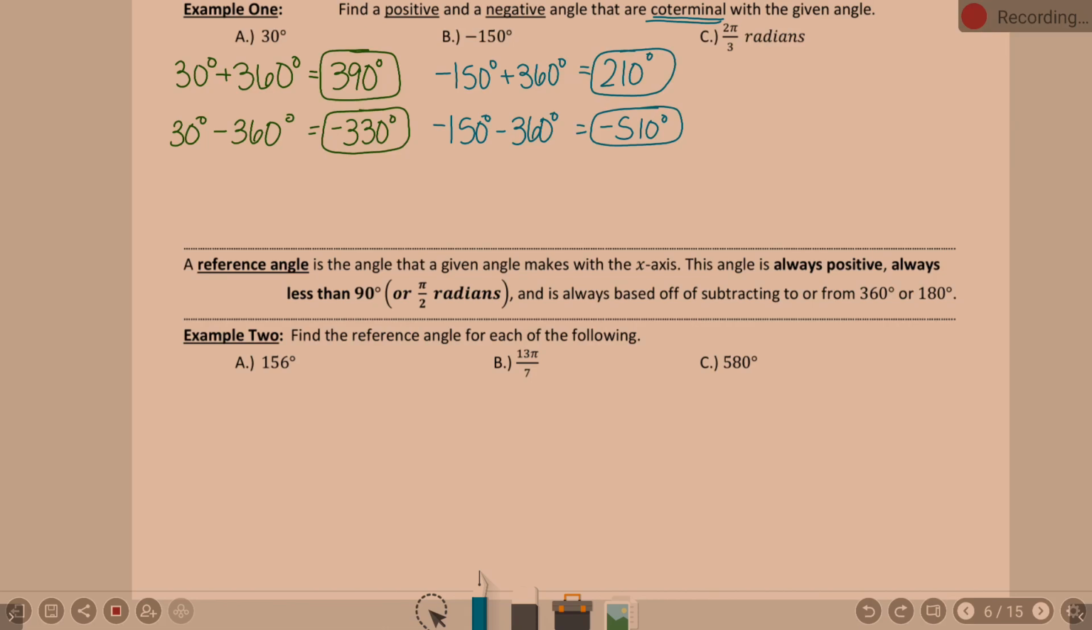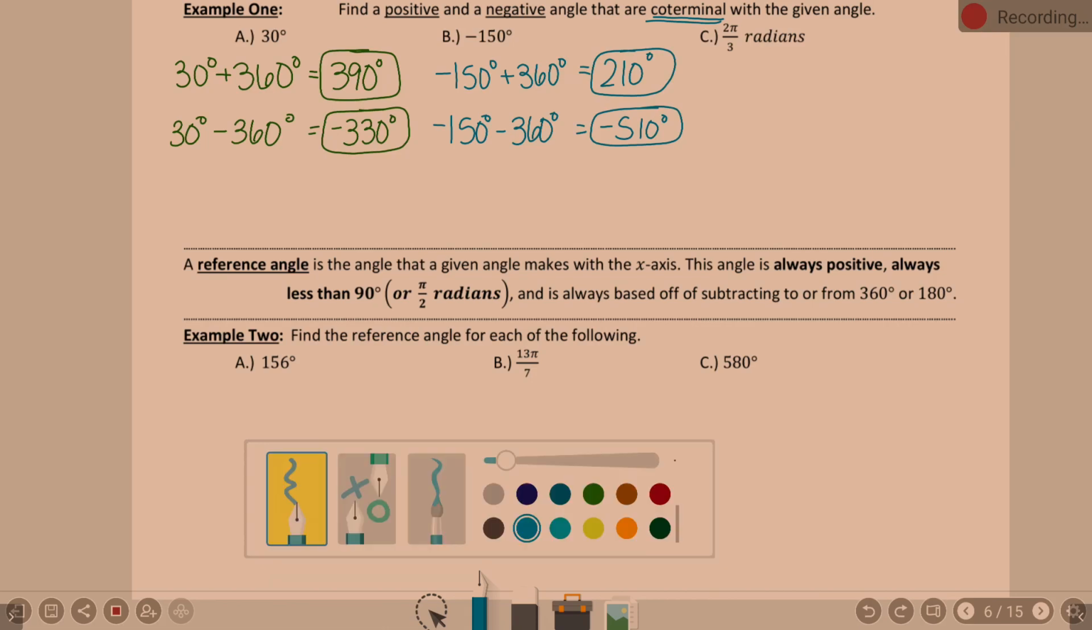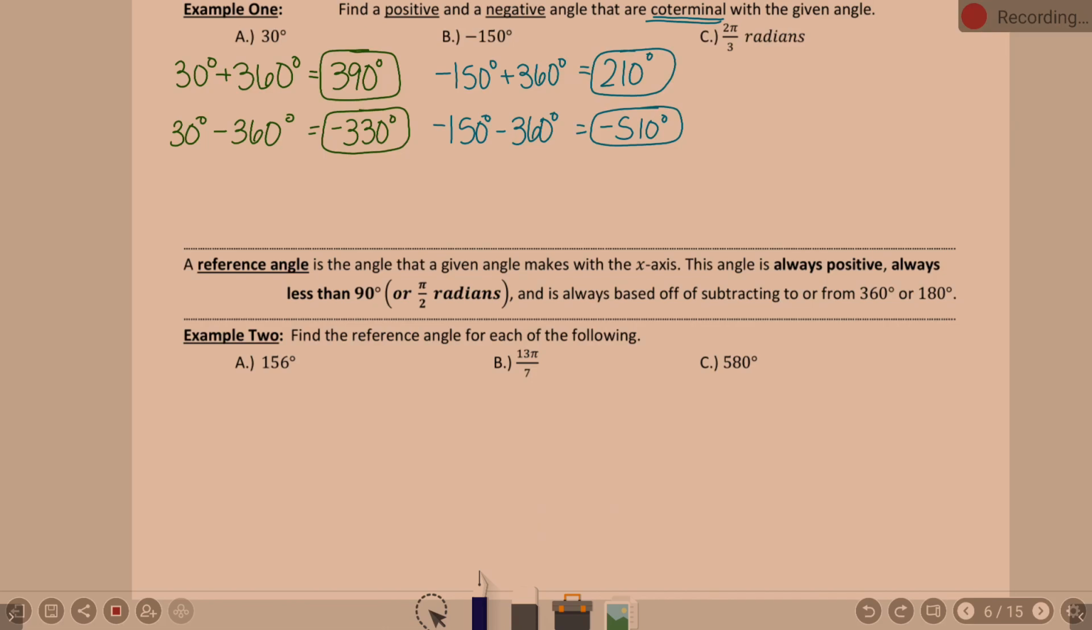What changes up in part C? They're going to make us talk radians. 2 pi over 3 radians. Add 2 pi radians. If it's degrees, we were adding 360 degrees, yes? What's equivalent to 360 degrees in radians? Once around the circle is 2 pi. So you're adding 2 pi.